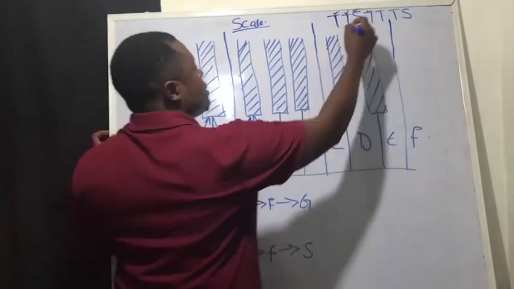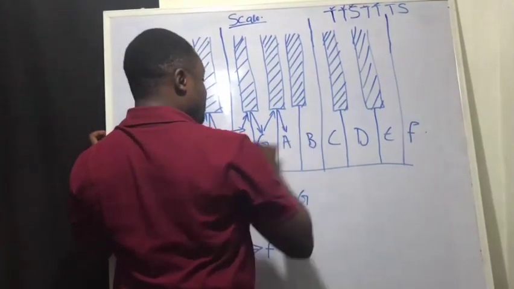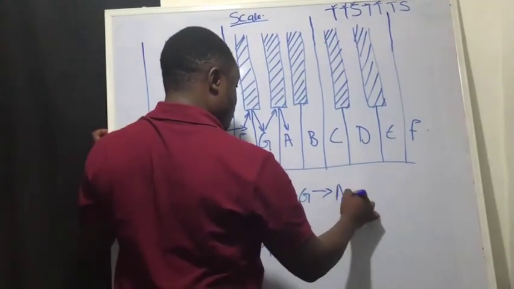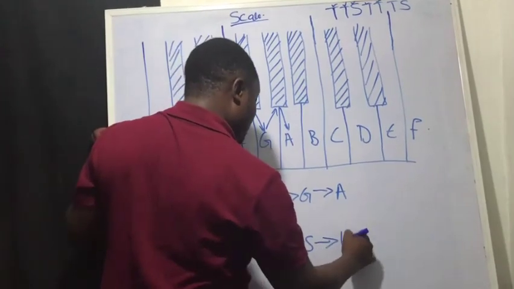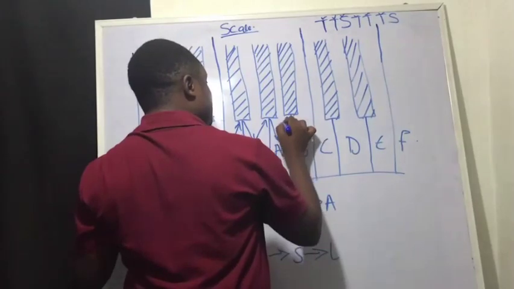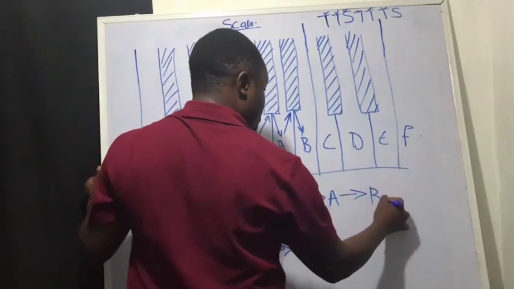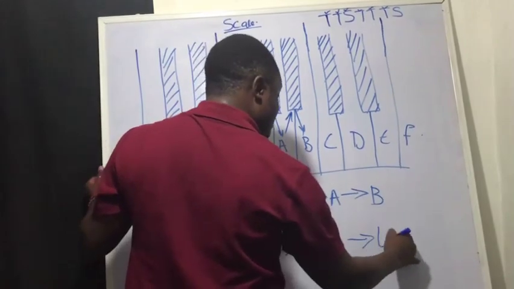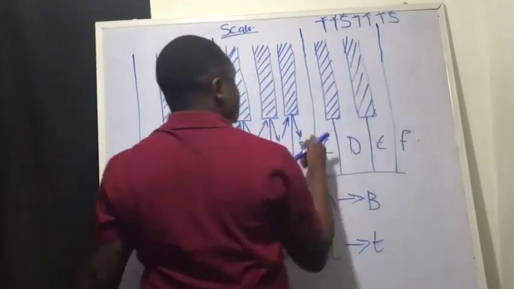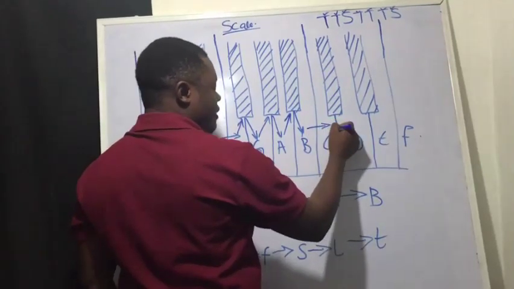So another tone: one semitone will bring us here, another one will bring us here, A, la. Followed by another tone, this one will bring us here, this one will bring us here, to B. B will sound ti, followed by a semitone. Between B and C, you notice that there are no black keys, so you move directly. Do.